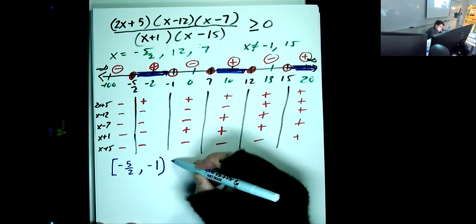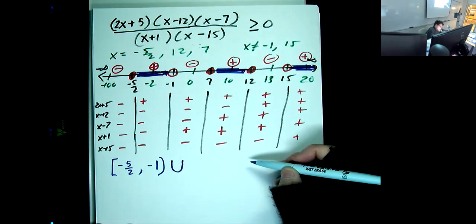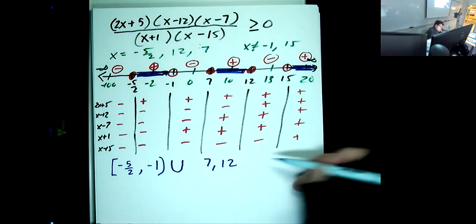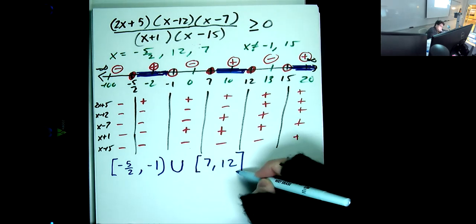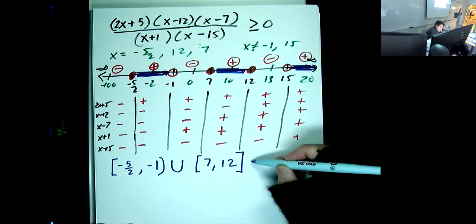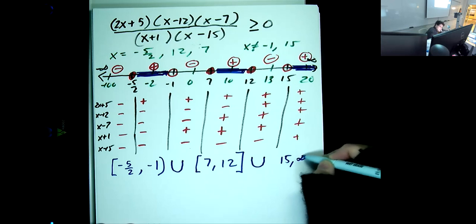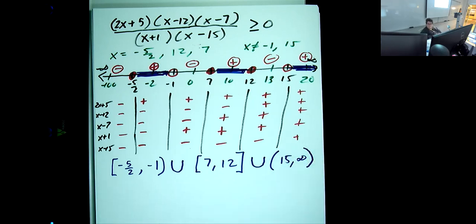And I've got 2 more regions, so I'm going to have a couple of unions going on here. The next region is 7 to 12. They're both solid points, so they get brackets. And our final region is going to be 15 to infinity. Infinity always gets a parenthesis, and 15 is hollow, so it gets a parenthesis like that.